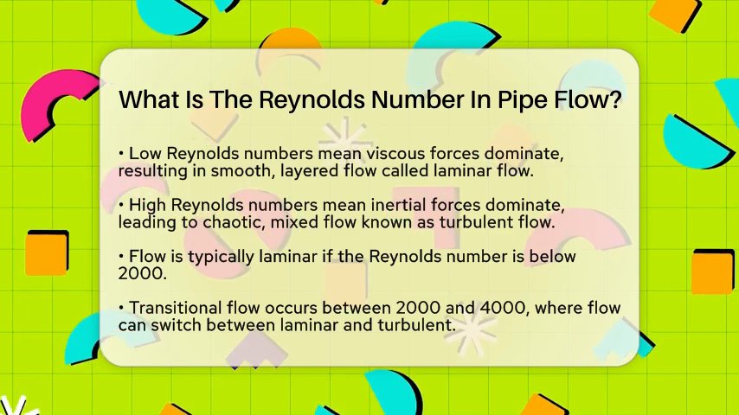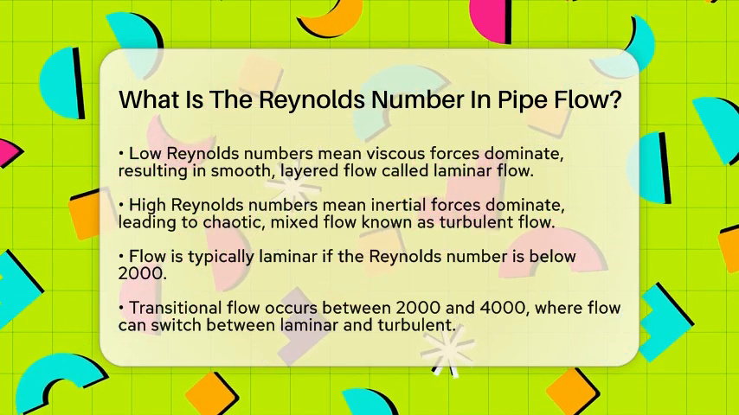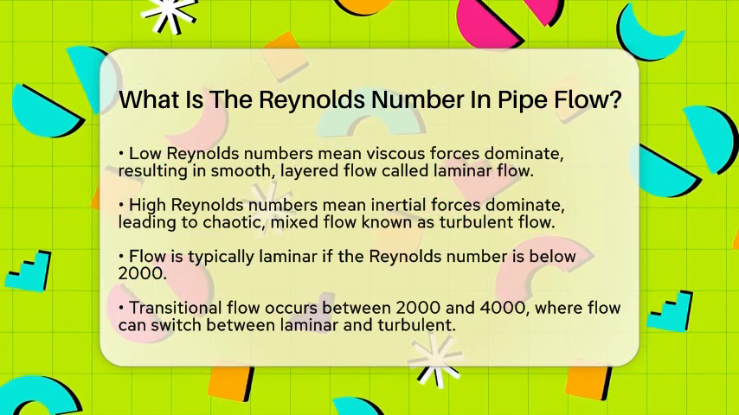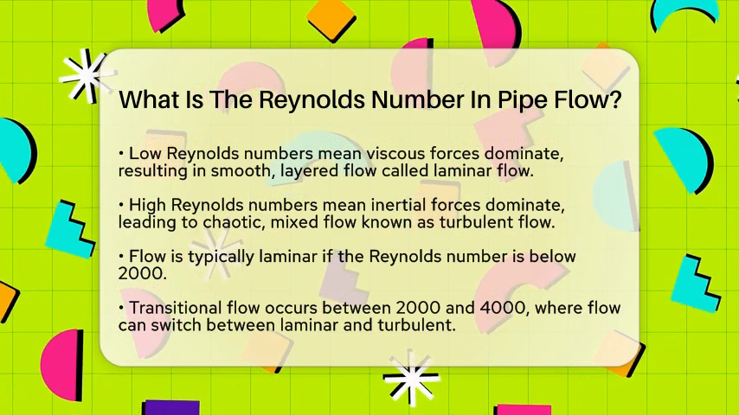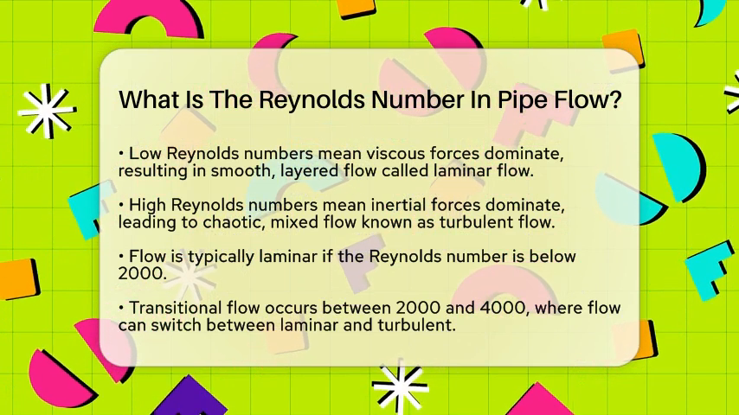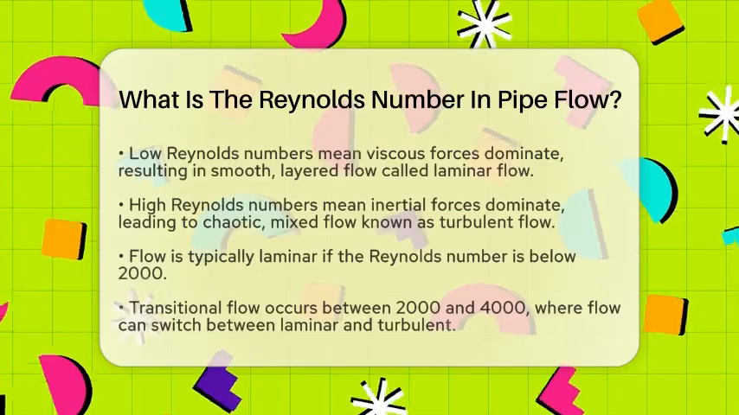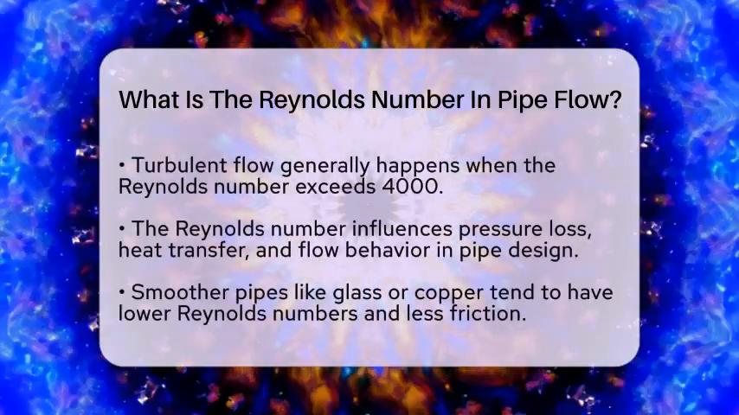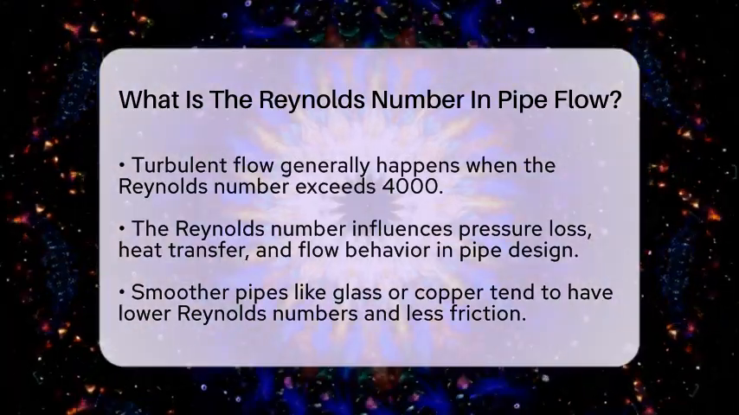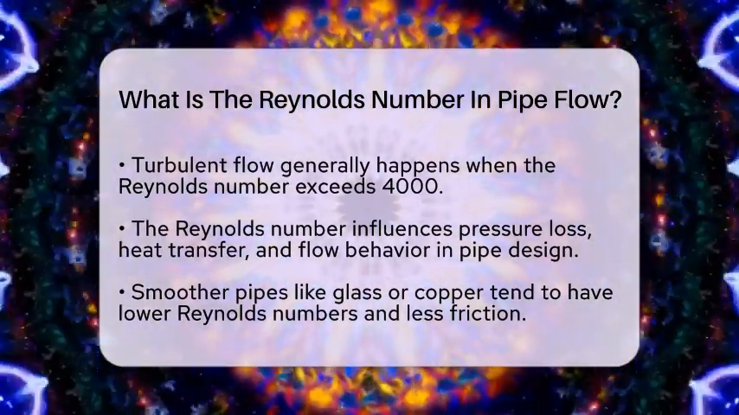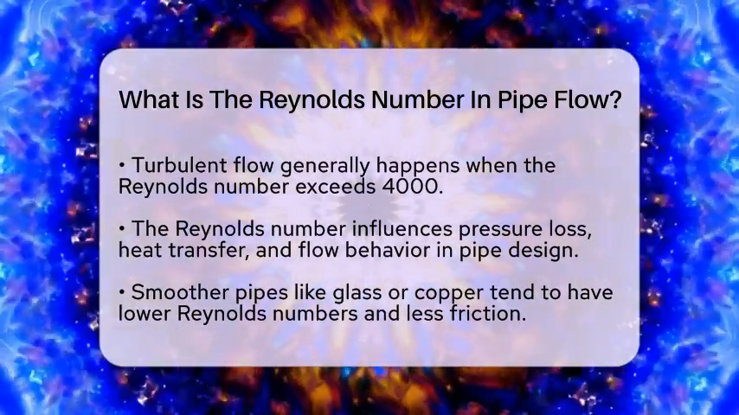When the Reynolds number is low, the viscous forces dominate, and the flow is smooth and layered, called laminar flow. When it's high, inertial forces take over, causing the flow to become chaotic and mixed, known as turbulent flow. Typically, if the Reynolds number is less than 2000, the flow is laminar. Between 2000 and 4000, the flow can switch between laminar and turbulent, called transitional flow. Above 4000, the flow is usually turbulent.